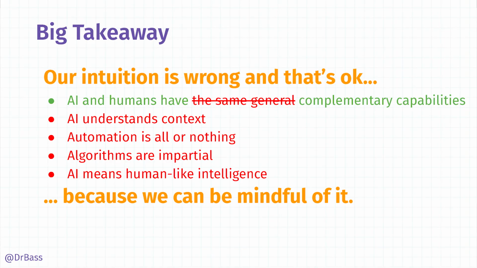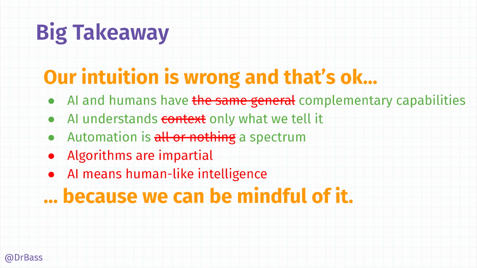So AI and humans don't have the same general skills. They have complementary capabilities, and we get better successes when we play to their varied strengths. AI doesn't understand your context, save that you explicitly tell it what the context it's operating in is. Automation isn't an all or nothing proposition. In fact, it's a spectrum, and it can act as sort of an on-ramp towards full automation by starting from a low automation posture.